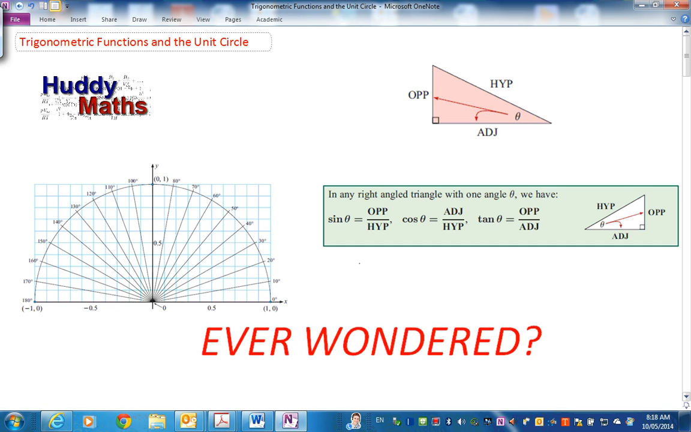Hey, welcome to trig functions in the unit circle. You might not know what that is, the unit circle, but I'm going to pose some questions for you so you know about trig functions. That's all this stuff here.